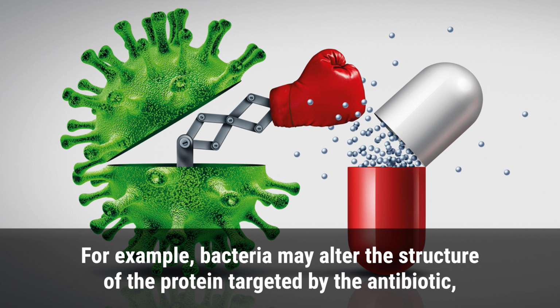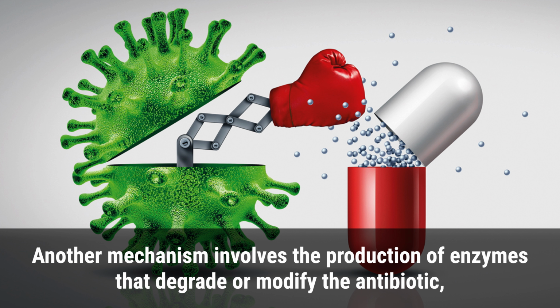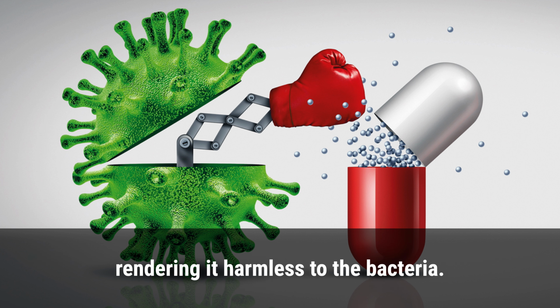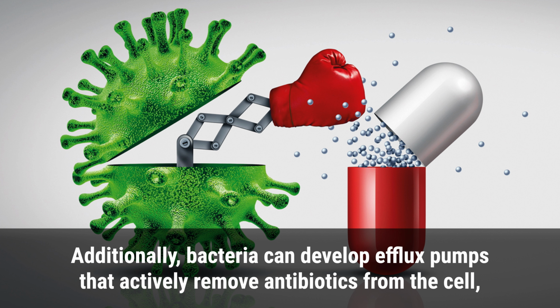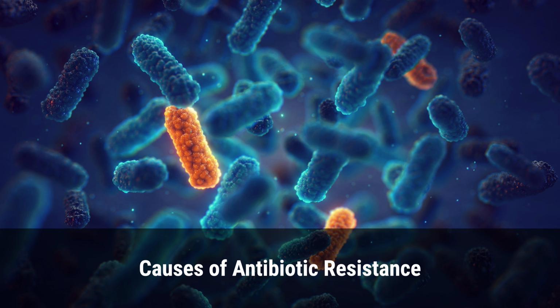For example, bacteria may alter the structure of the protein targeted by the antibiotic, preventing the drug from binding and exerting its effects. Another mechanism involves the production of enzymes that degrade or modify the antibiotic, rendering it harmless to the bacteria. Additionally, bacteria can develop efflux pumps that actively remove antibiotics from the cell, reducing their concentration to subtherapeutic levels.